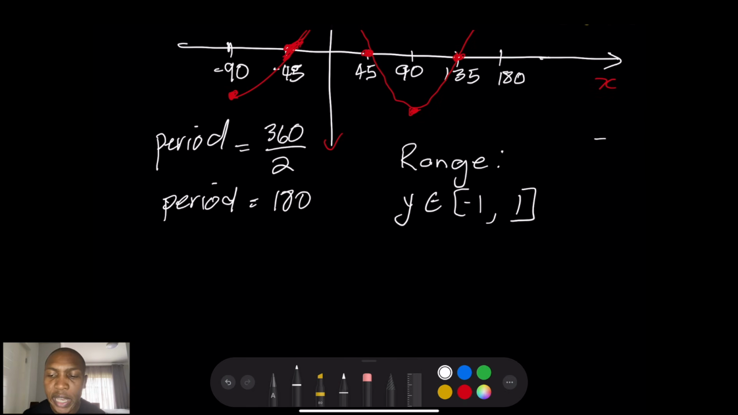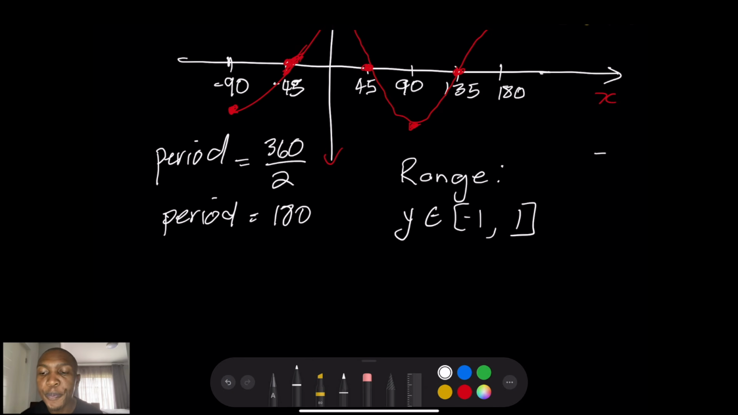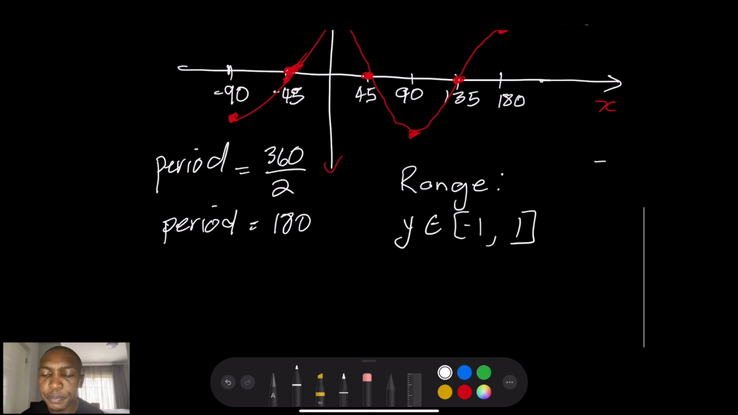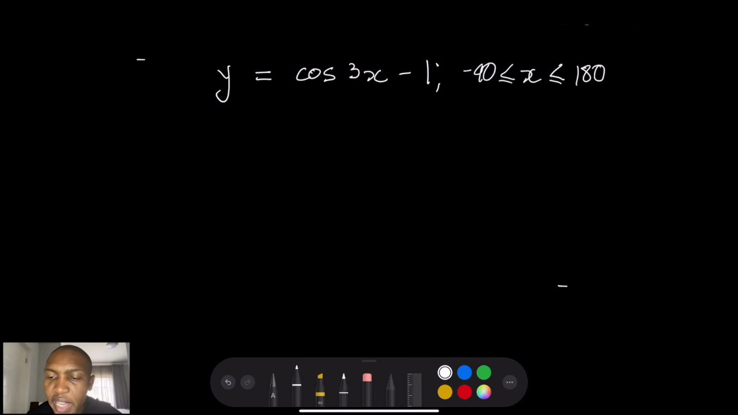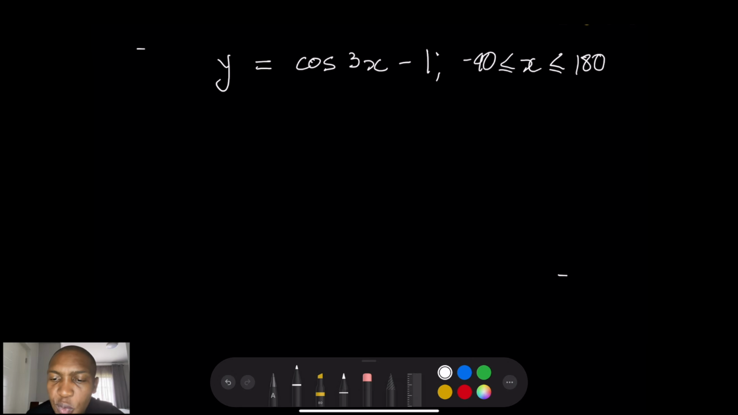Right, so we're going to look at just quickly another graph. I am going to include a vertical shift this time around, so that you can see how that affects everything else. From here on, we'll just quickly skip to the tan graph so that we compress everything into one lesson. Okay, let's go. Looking at the next question, we are drawing the graph of y equals cos of 3x minus 1. And again, we are taking that between the restrictions of minus 90 and 180.